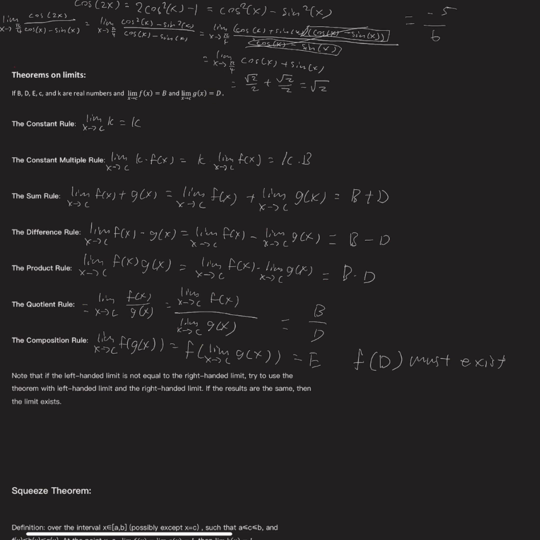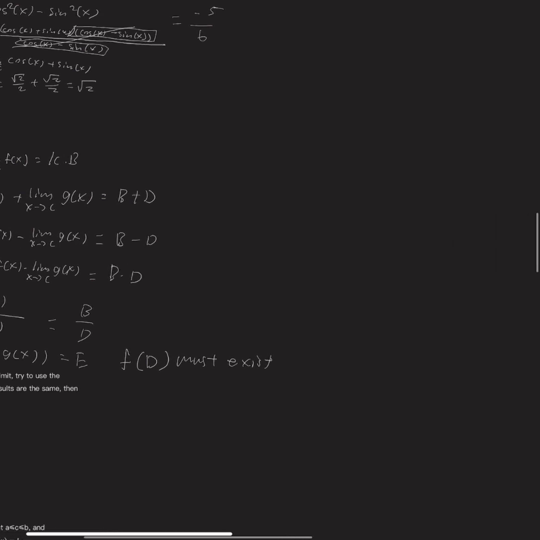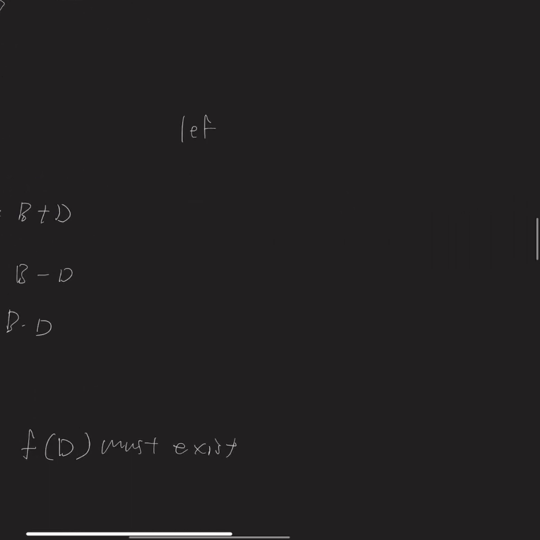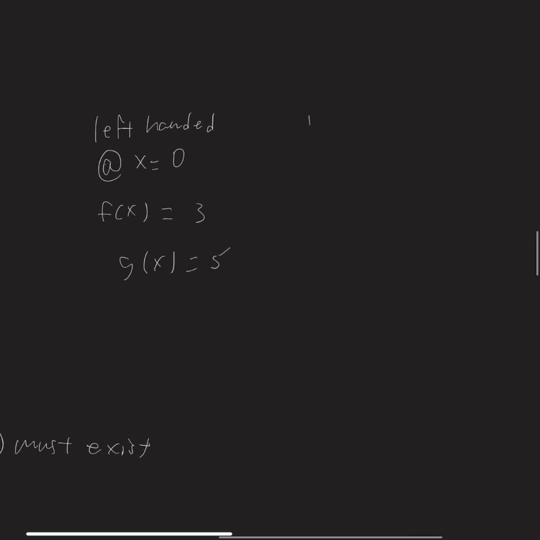And note that if the left-handed limit is not equal to the right-handed limit, try to use the theorem with the left-handed limit and the right-handed limit separately. If the results are the same, then the limit exists. So basically, let's say you're using the product rule here, and for the left-handed limit at x equal to, let's say, 0, f of x equals 3 and g of x equals 5. But for the right-handed limit, f of x equals 5 and g of x equals 3.